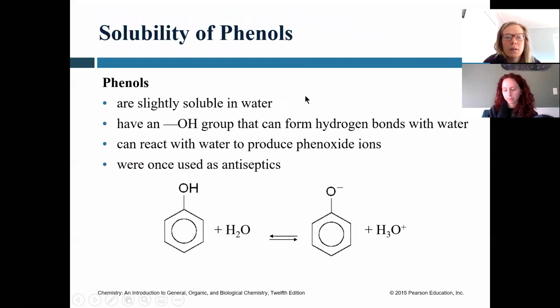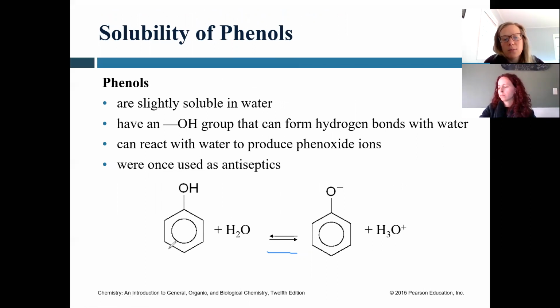All right, moving on from hand sanitizer. Solubility of phenols in general. Phenol, which is again the benzene ring with the OH sticking off of it, is slightly soluble in water. So this forms an equilibrium. That's why we've got the double arrow here.